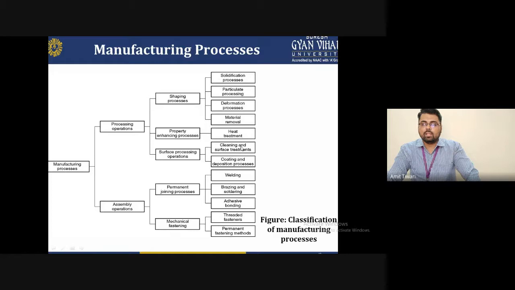If you increase it, it is divided into two categories: cleaning and surface treatment, and the coating and deposition process. So with the help of these two types of technique, we will improve the surface roughness and surface quality, or surface processing may be included.